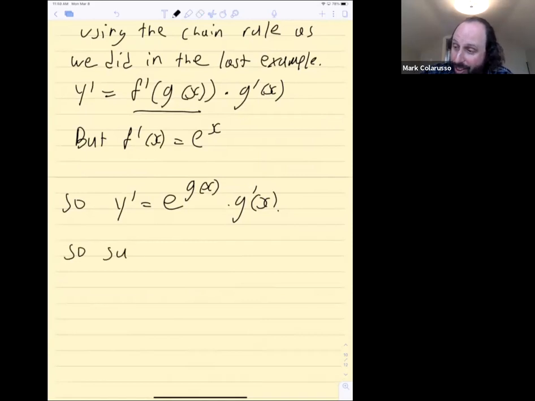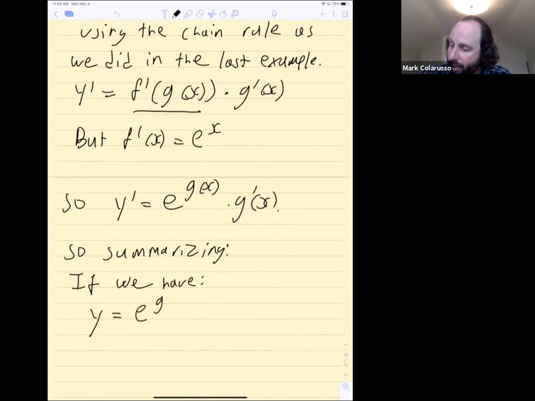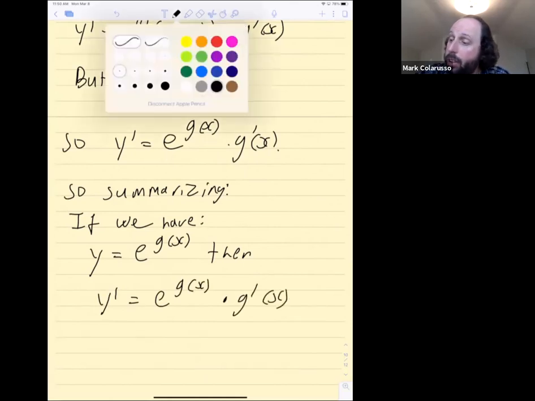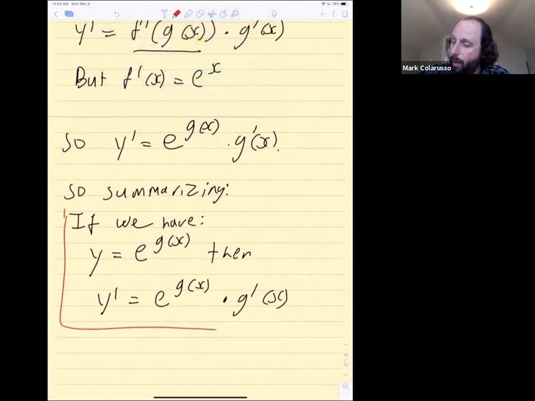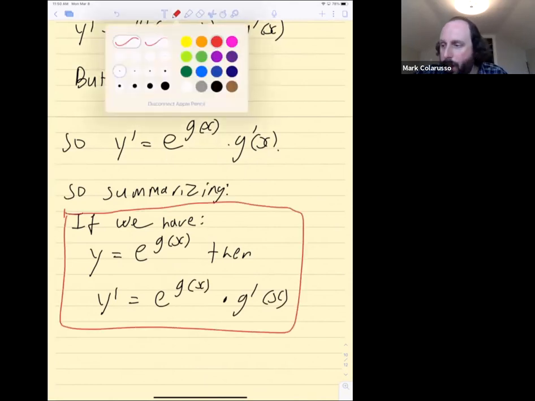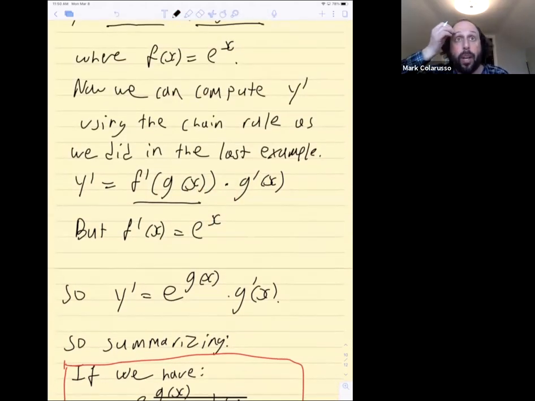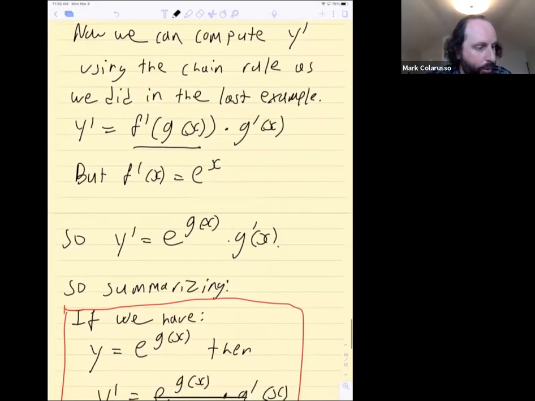So summarizing, if we have y equals the exponential of a function g at x, then the derivative is just that function again, e to the g of x, times the derivative of the function you exponentiated. So if you want to memorize formulas, by all means, go ahead. But it's a very, very straightforward calculation with a chain rule, just remembering that the derivative of the exponential is itself. Okay, examples.